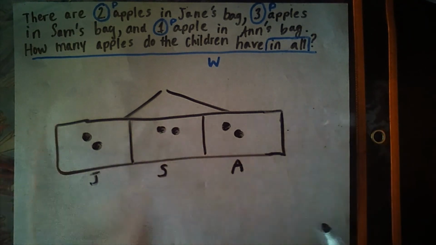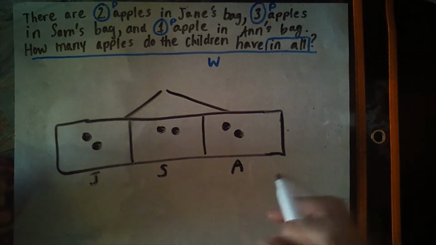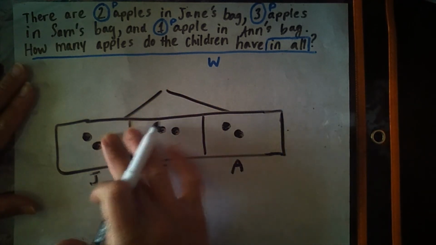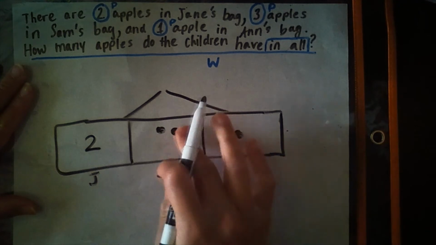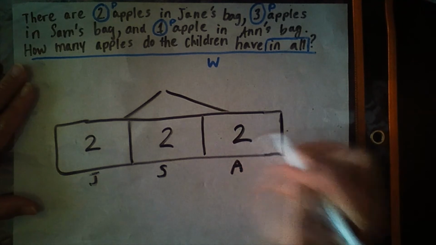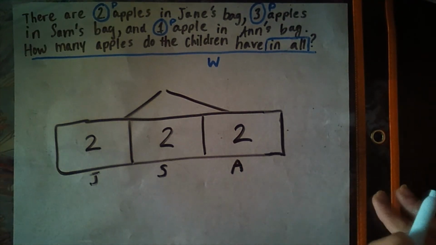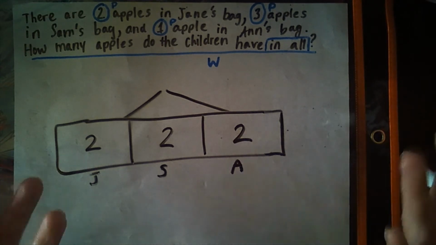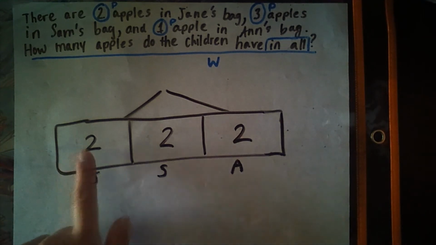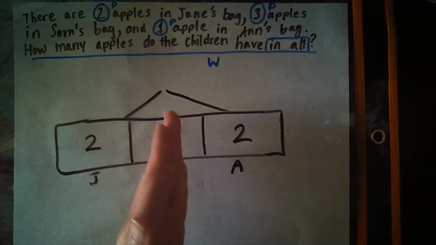Now let's change our model to show numbers instead of dots, okay? What number should we write in each box? We should write 2. So I'm changing the dots for a number. I'm changing the dots for a number in Sam's bag. I'm changing the dots for a number in Anne's bag. What do we do when we know the parts? Yeah, we add to find the whole, and the question is also asking us to find the whole. It's easy now to see the repeated addition, isn't it? With this problem, we are adding 2's.